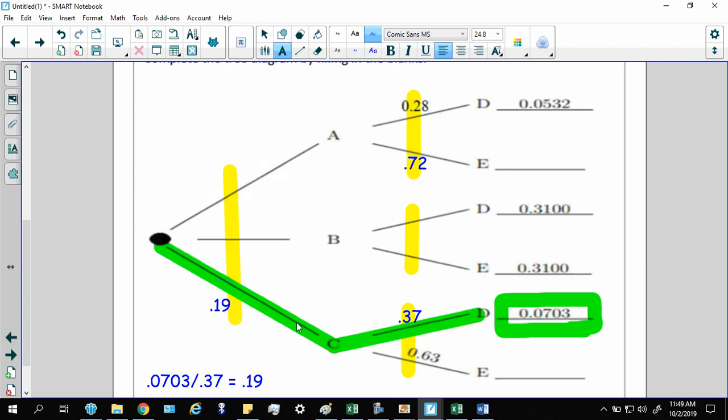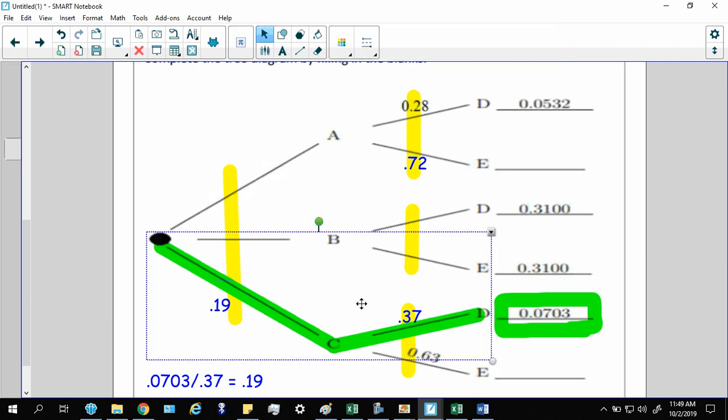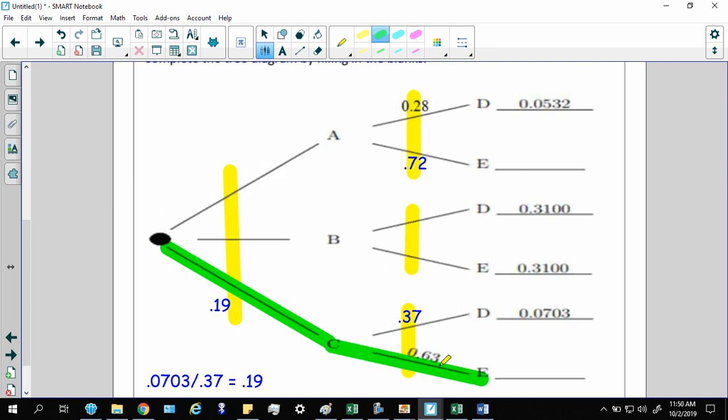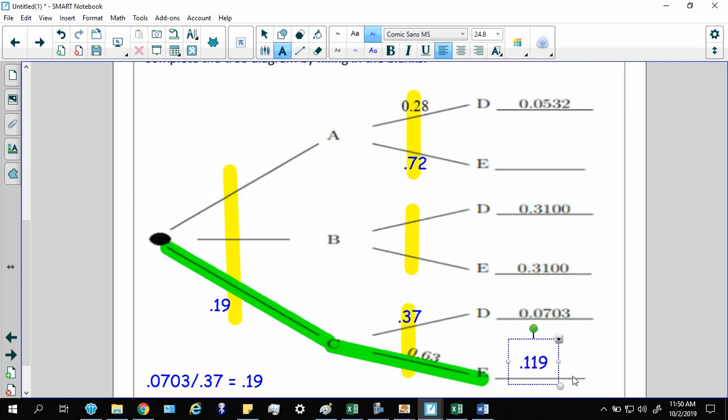All right. So I'm going to clean this up a little bit. Now to get E, which is right here, again, I'm going to take this branch, which is now 0.19, and multiply it by this branch here, which is 0.63. That'll give me the answer to E. So the answer to E ends up being 0.1197.